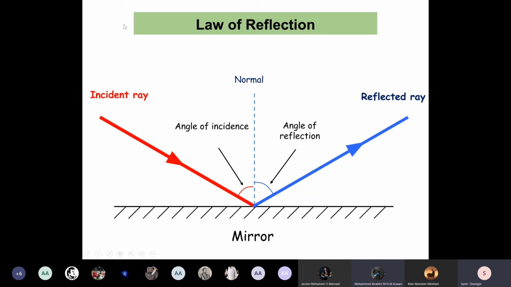Okay. This line in the middle is the normal, mirror. And the red line is the incident ray. And the blue line is the reflected ray. And the red angle is the angle of incidence. It's a half of the angle. And the other half is the angle of reflection. And thank you. This is the law of reflection. Thank you very much.